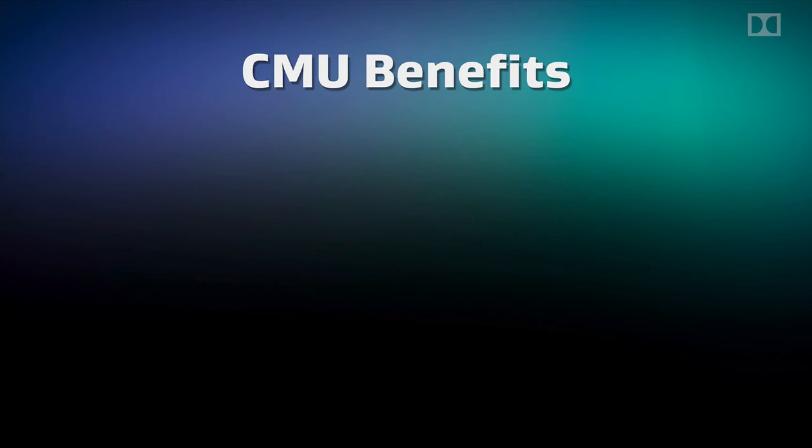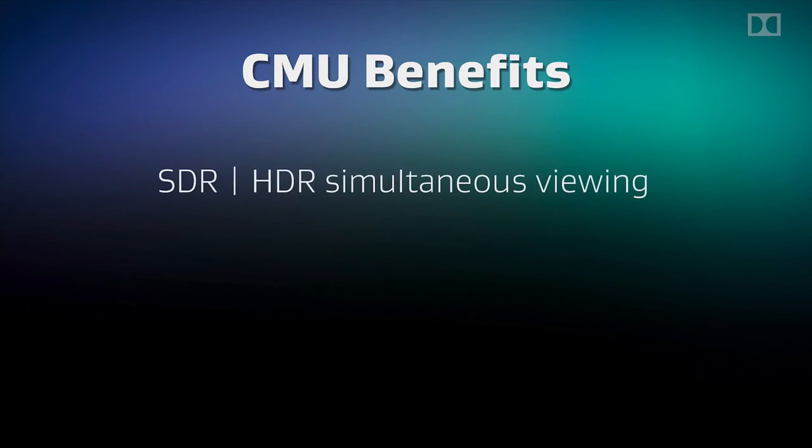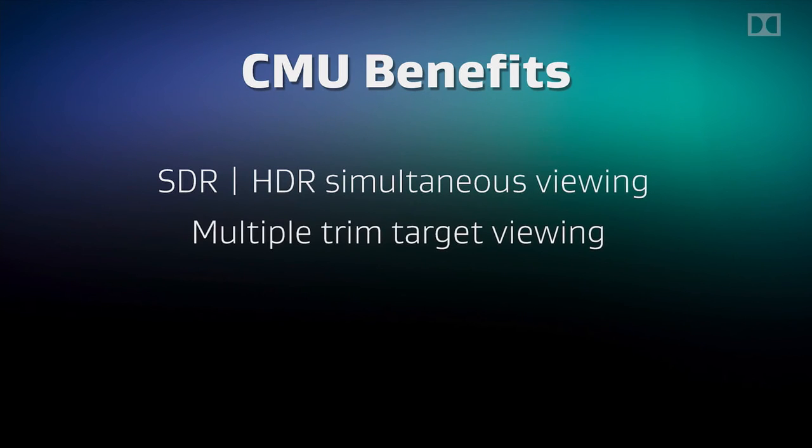The CMU emulates Dolby Vision processing in a playback device, allowing you to view tone-mapped outputs of your grades based on the Dolby Vision metadata. The CMU is essential to Dolby Vision grading. It allows you to both monitor your HDR and your SDR simultaneously. It also lets you view individual HDR target trims at various peak brightness levels, if you choose to add those trims. The CMU can be either internal or external.